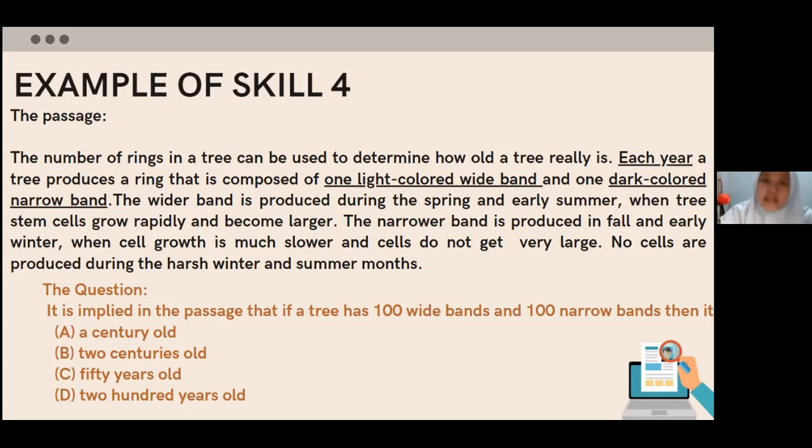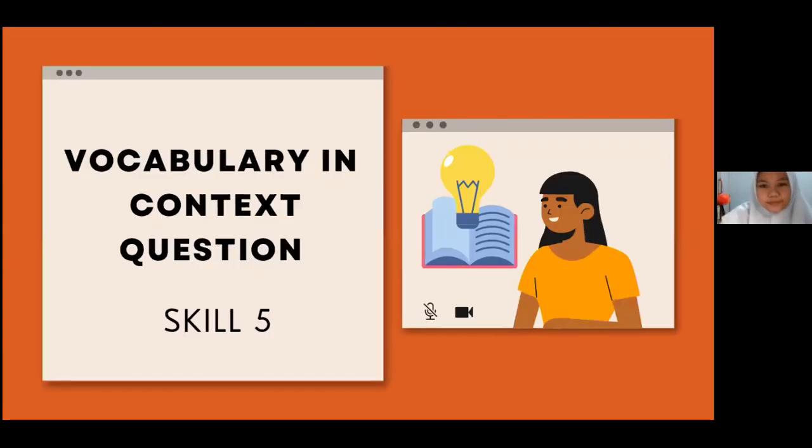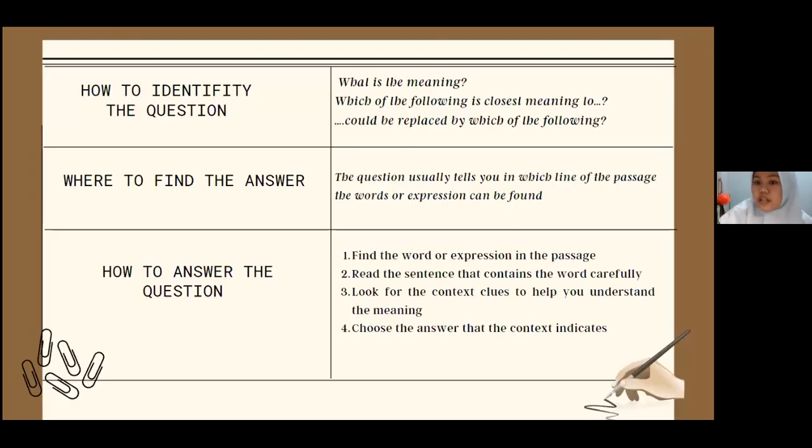Let's now move on to the second slide about skill 5 of reading. Secondly, I will be talking about skill 5, which is about vocabulary in context questions. The question relates to vocabulary. An example of a question is, what is the meaning? Which of the following is closest in meaning to? Sometimes there are words that we have never known before, but you can answer the meaning of the word. You can do this by looking at the context of the sentence or looking at the words before and after it.